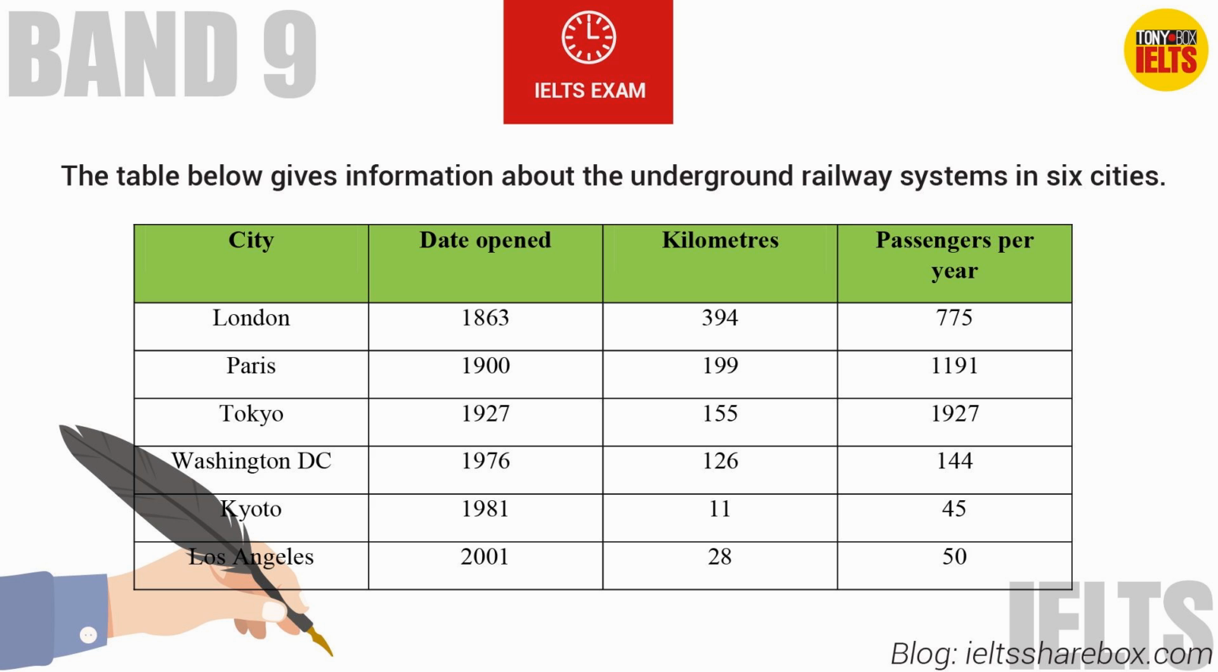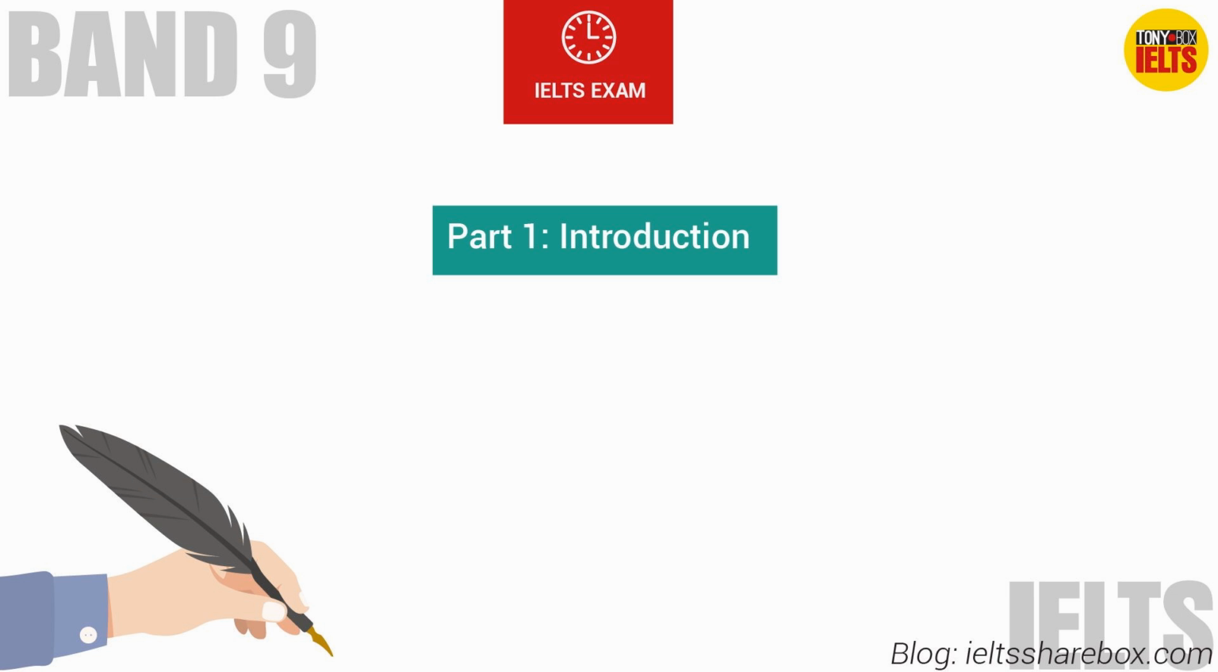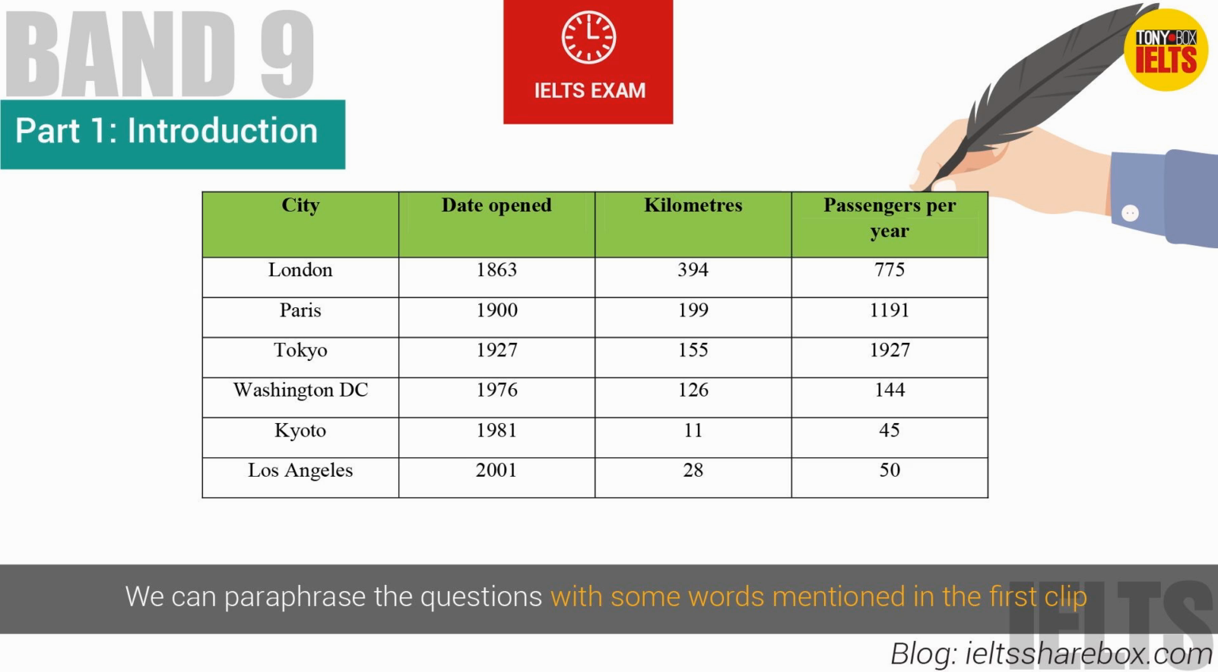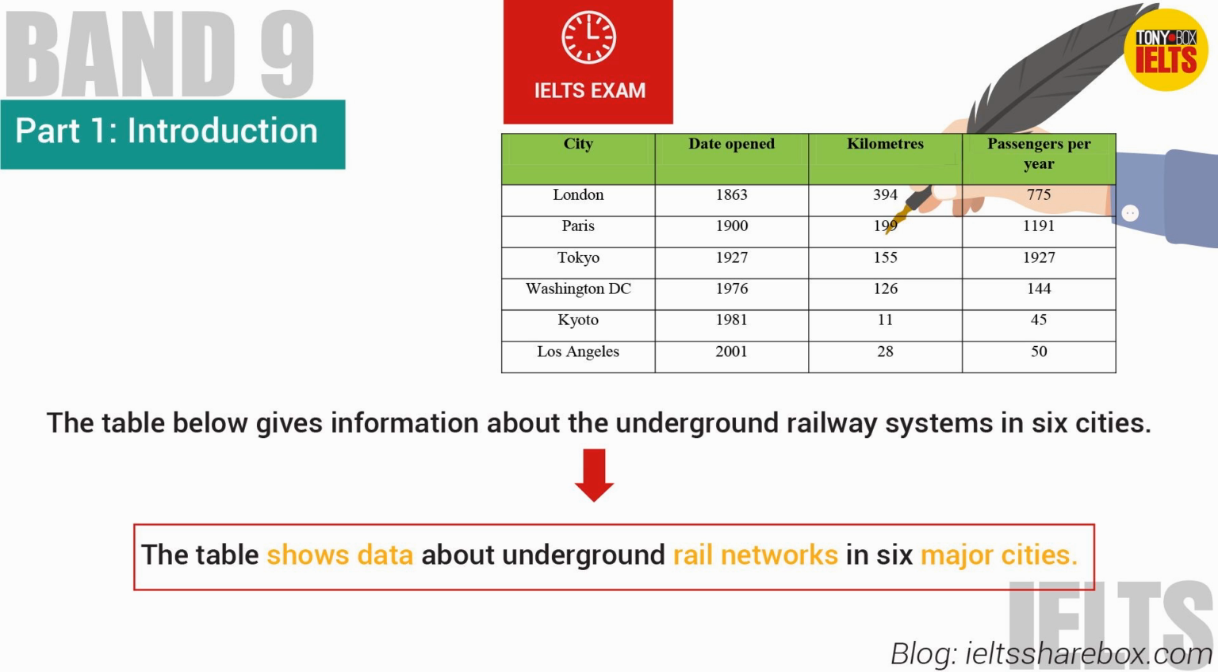The table below gives information about the underground railway systems in 6 cities. Part 1. Introduction. We can paraphrase the question with some words mentioned in the first clip. If you have not seen this clip yet, click the link in the description. Here is the change. The table shows data about underground rail networks in 6 major cities.